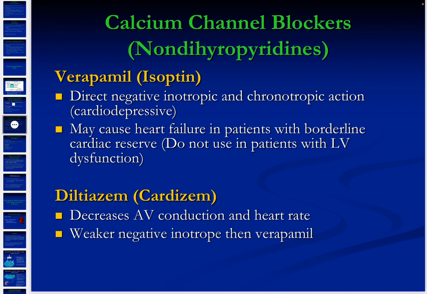One thing that's different between verapamil and diltiazem that's present here, they have weaker negative inotropic effect than verapamil, but both of them decrease AV conduction and heart rate. So because they have negative inotropic effect, we don't like to combine them with beta blockers, especially in patients who have heart failure. They can cause heart failure in patients with borderline cardiac reserve and an ejection fraction around 30-40%. So we do not use them in patients who have left ventricular dysfunction.